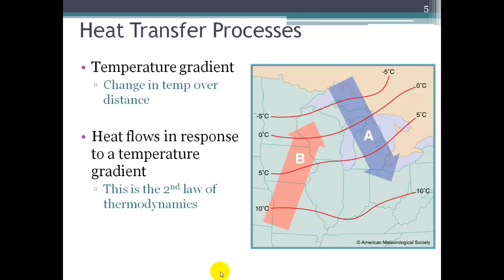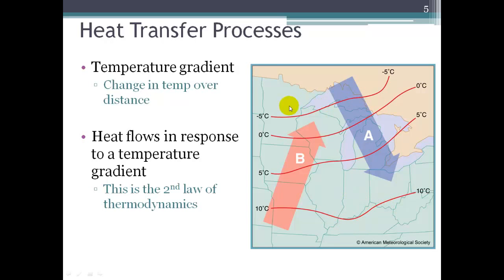Temperature gradient is the change in temperature over distance. So here we have a location in the northern Midwestern United States. And I have isolines, which are lines of equal temperature called isotherms, and they're drawn at 5 degrees Celsius intervals. So I can see that it's cooler up here in the north and warmer in the south, which is what typically happens.